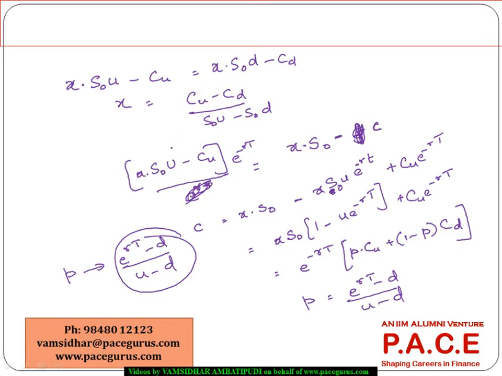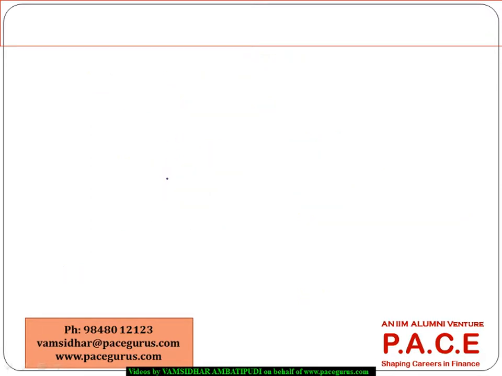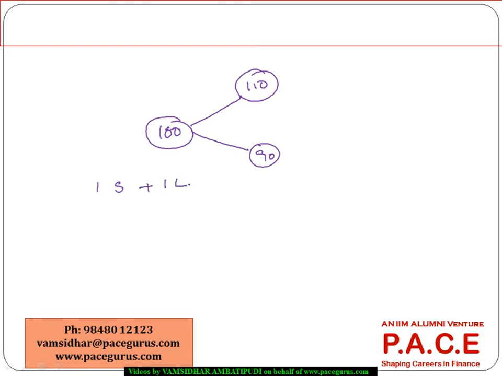The same logic I can very well execute with respect to the put option as well, because the same 100 has a chance of going to 110 and a chance of going to 90. So let's say I'm talking about a put option: one long stock plus one long put. I will create a position in such a way that I take a long stock position and a long put position. So X number of shares, not one.